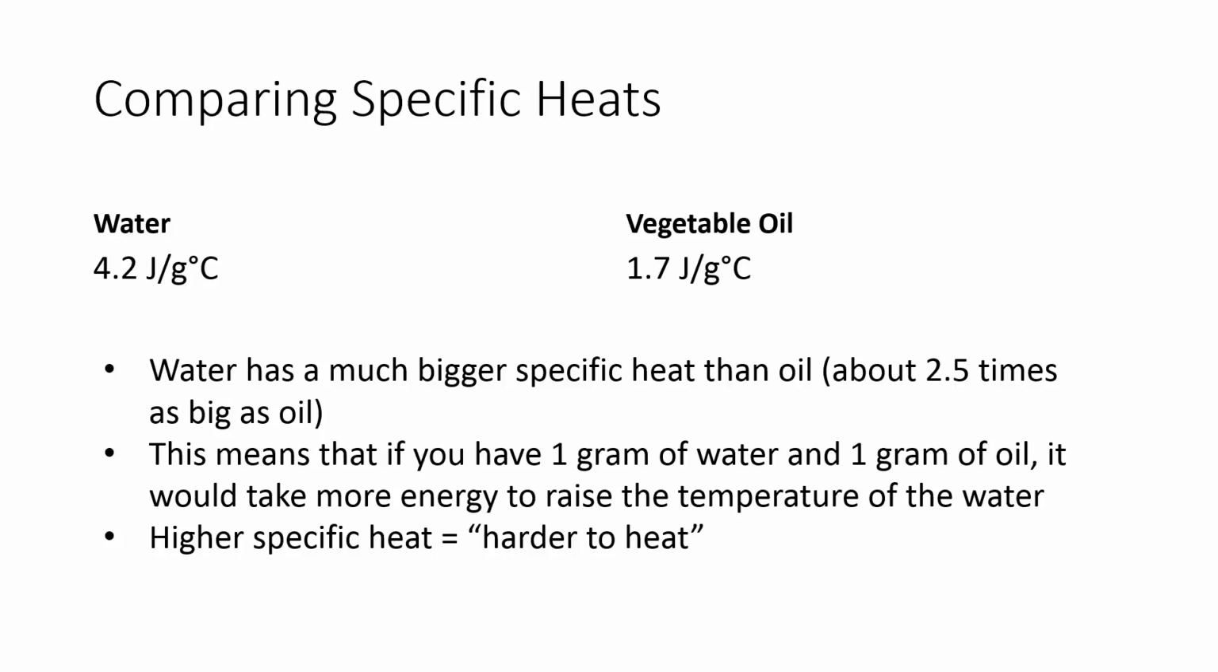Water has a specific heat of 4.2 joules per gram degree Celsius. Vegetable oil has a specific heat of 1.7. So water has a much bigger specific heat. It's about 2.5 times bigger. That means if you had 1 gram of water and 1 gram of oil, it would take a lot more energy to raise the temperature of the water.